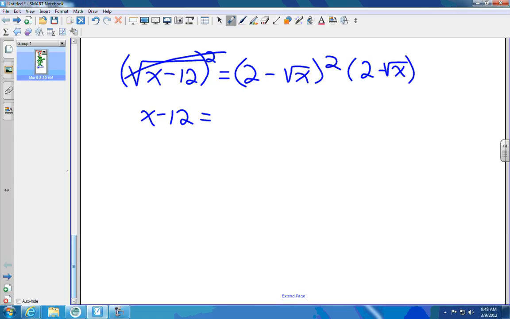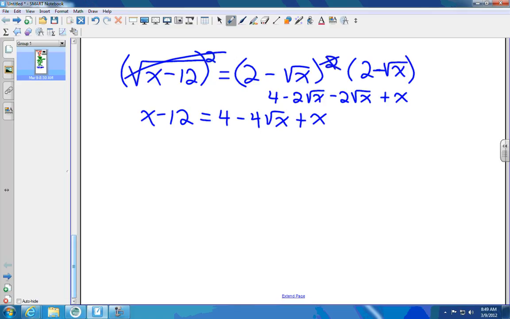You can just write it again there if you want to, however you want to do that. 2 minus the square root of x. So for our first term, we would have what? 4 outside, minus 2 square root x, minus 2 square root x, plus x. So again, we have 4 minus 4 square root x plus x.